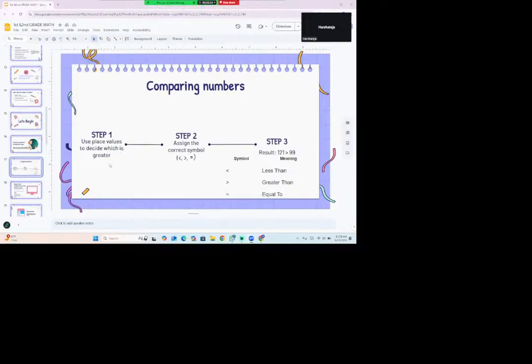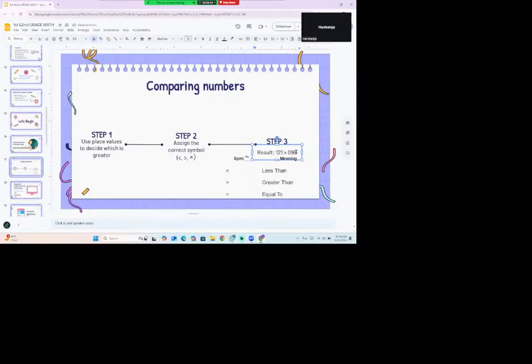So we use place values to decide which is greater. That's step 1. That's what we use it for. So what we do is we look at the hundreds place first and we compare it to the other number.